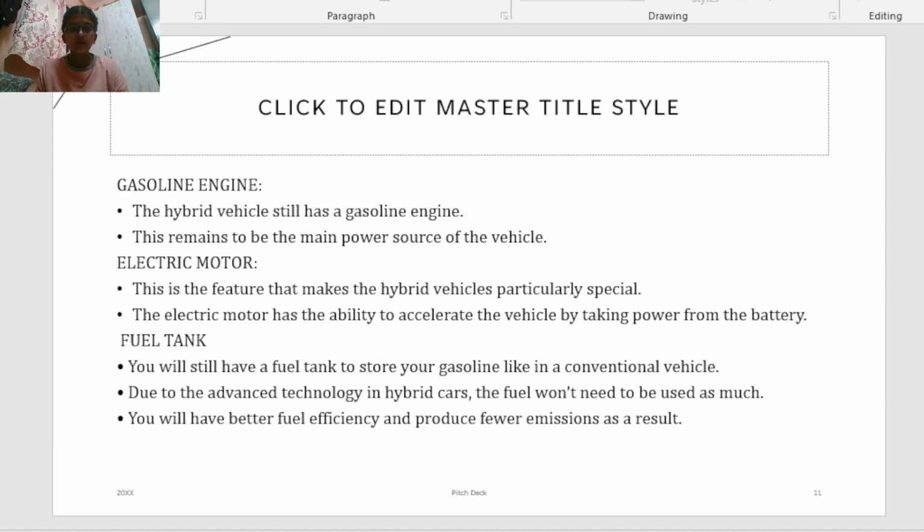Electric motor. This is also the feature which makes the hybrid vehicles particularly special. The electric motor has the ability to accelerate the vehicle by taking power from the battery. Fuel tank. You will still have a fuel tank to store your gasoline like a conventional vehicle. Due to the advanced technology in hybrid cars, the fuel won't need to be used as much. You will have better fuel efficiency and produce fewer emissions as a result.